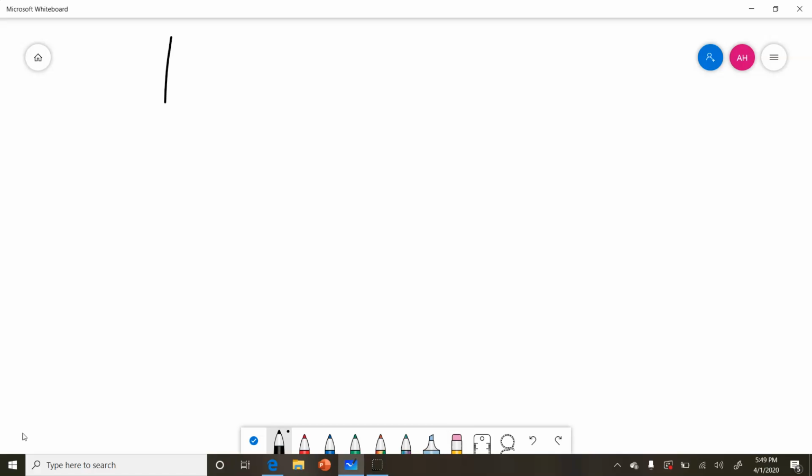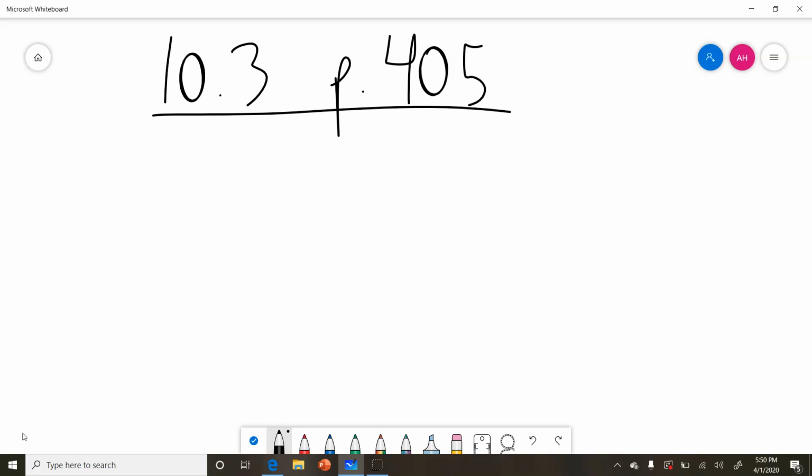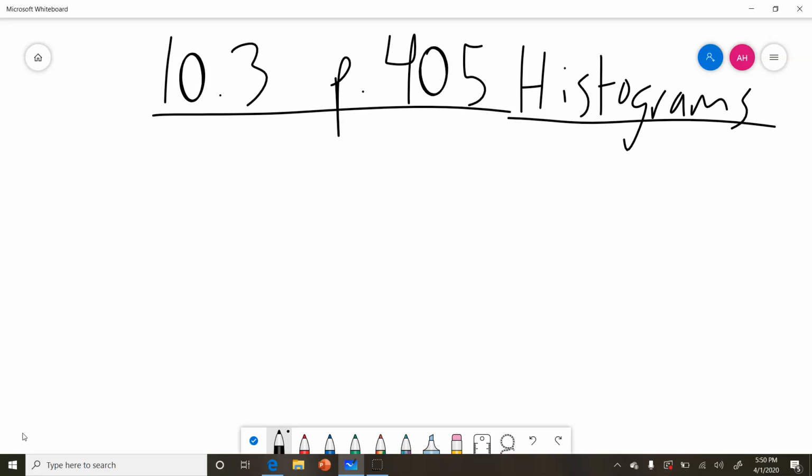So we're going to jump in with our next lesson, which is 10.3, which starts on page 405, if you want to follow along. Now, today's topic is a little different. It's called histograms. You may have never heard that word before. It's not a type of food, but it is a type of math chart that we will use.